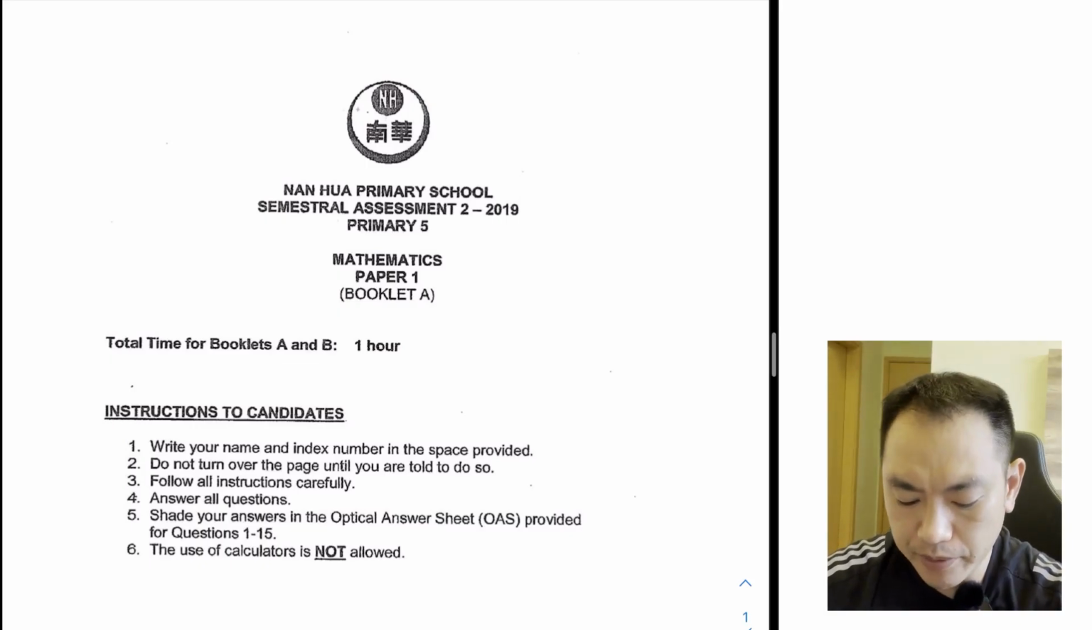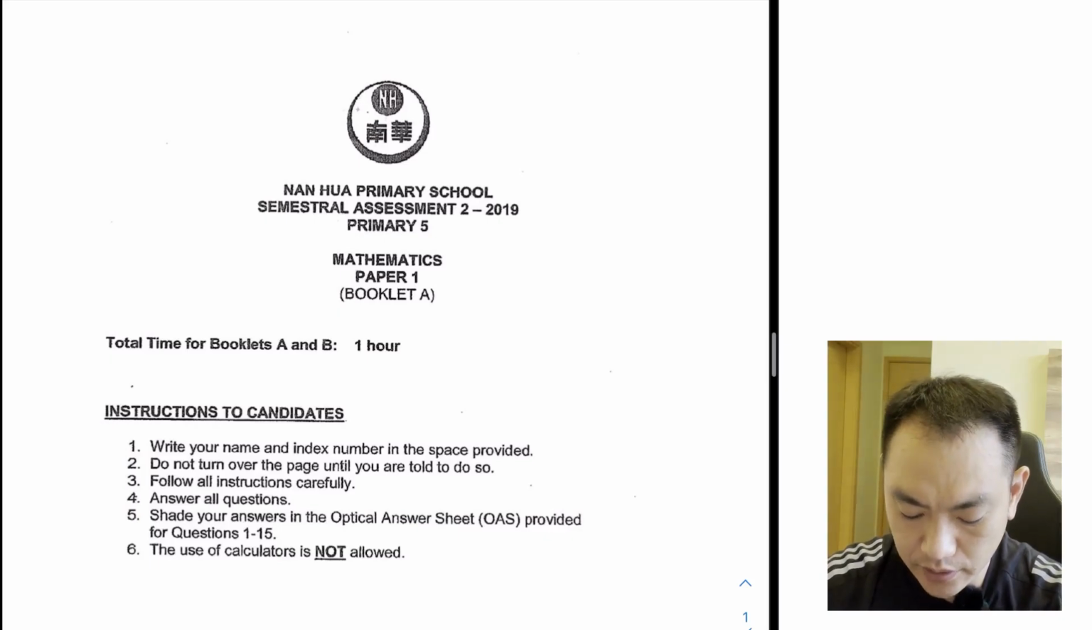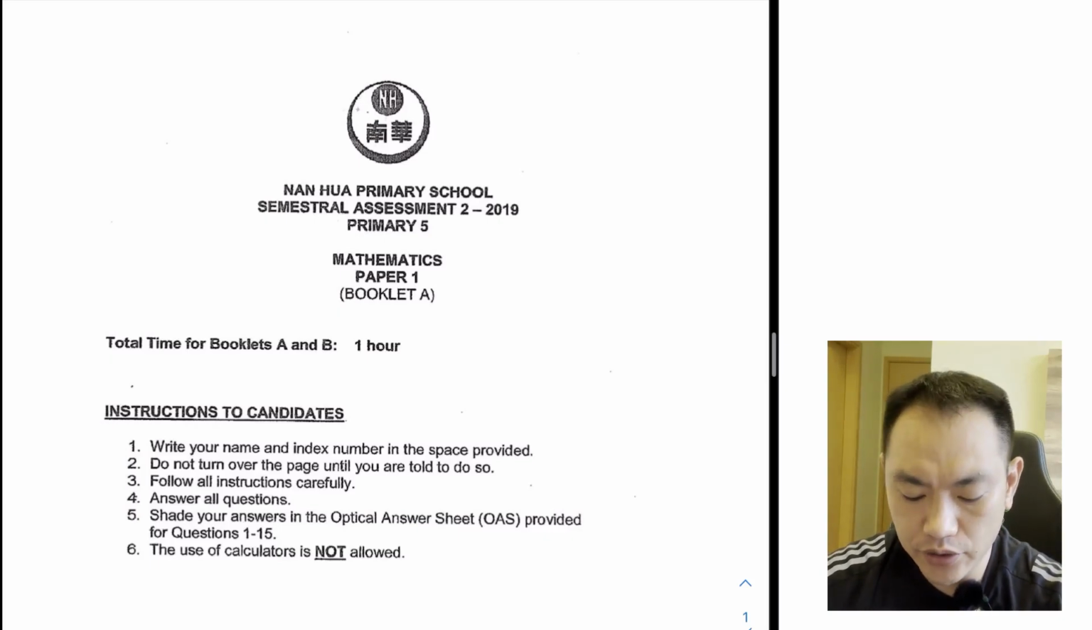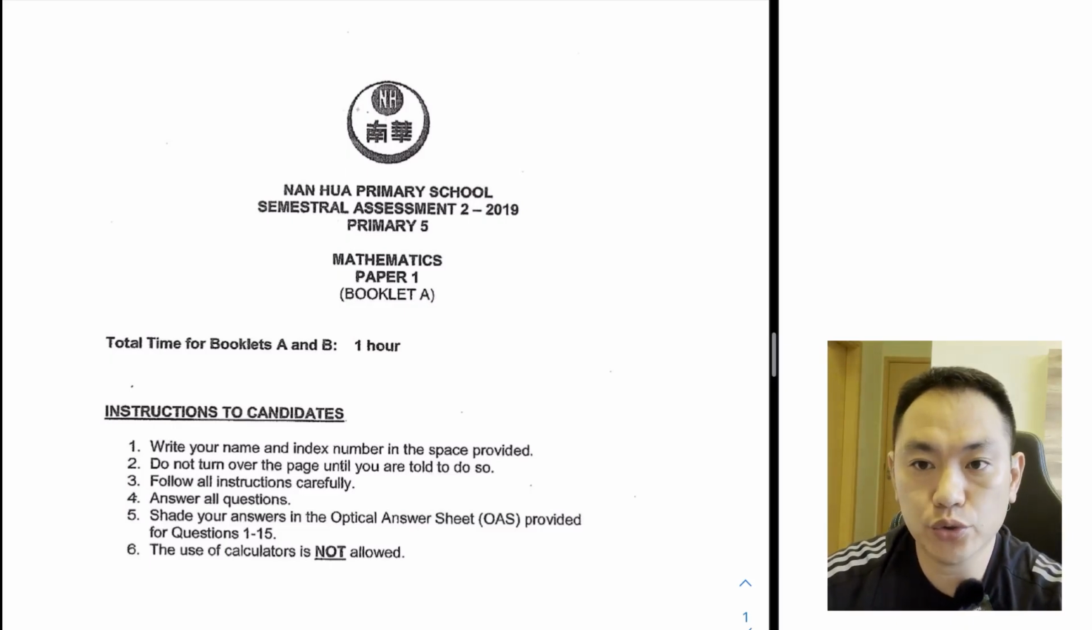Okay, so the paper we will be doing together today is the Primary 5 SA2, which is the final exam at the end of the year for Nan Hua School.